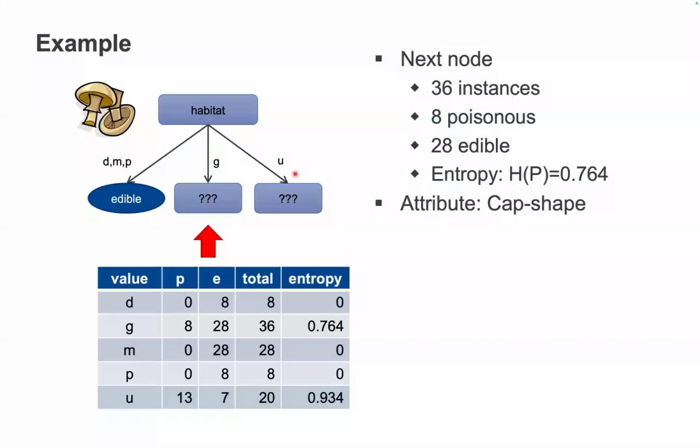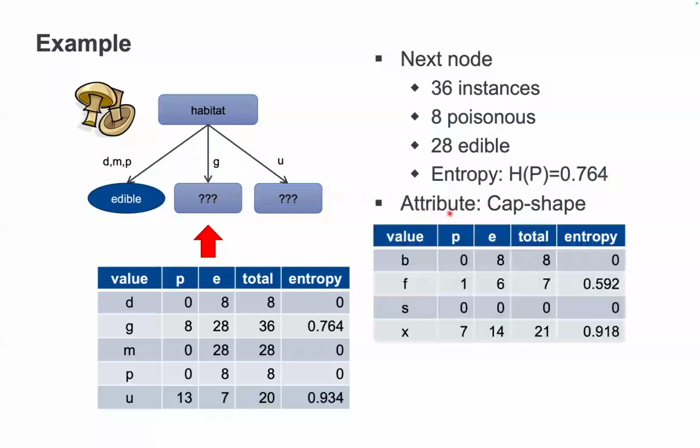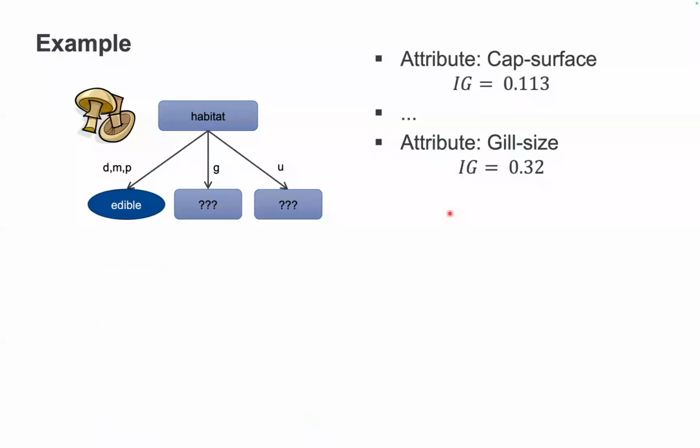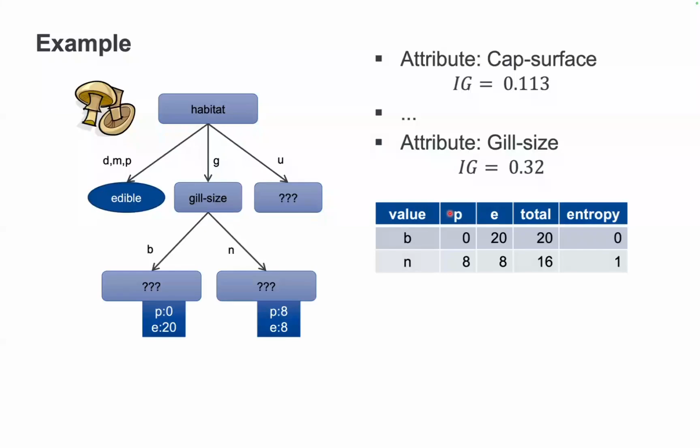And yeah, for example, here I have 36 mushrooms in this node, and I still have this entropy in this node. And now I look again at all my different attributes, the ones that I have not used yet. And I look at how they play out. I look at the information gain. I repeat this for the other attributes. And in the end, I decide that, for example, gill size here has the biggest information gain.